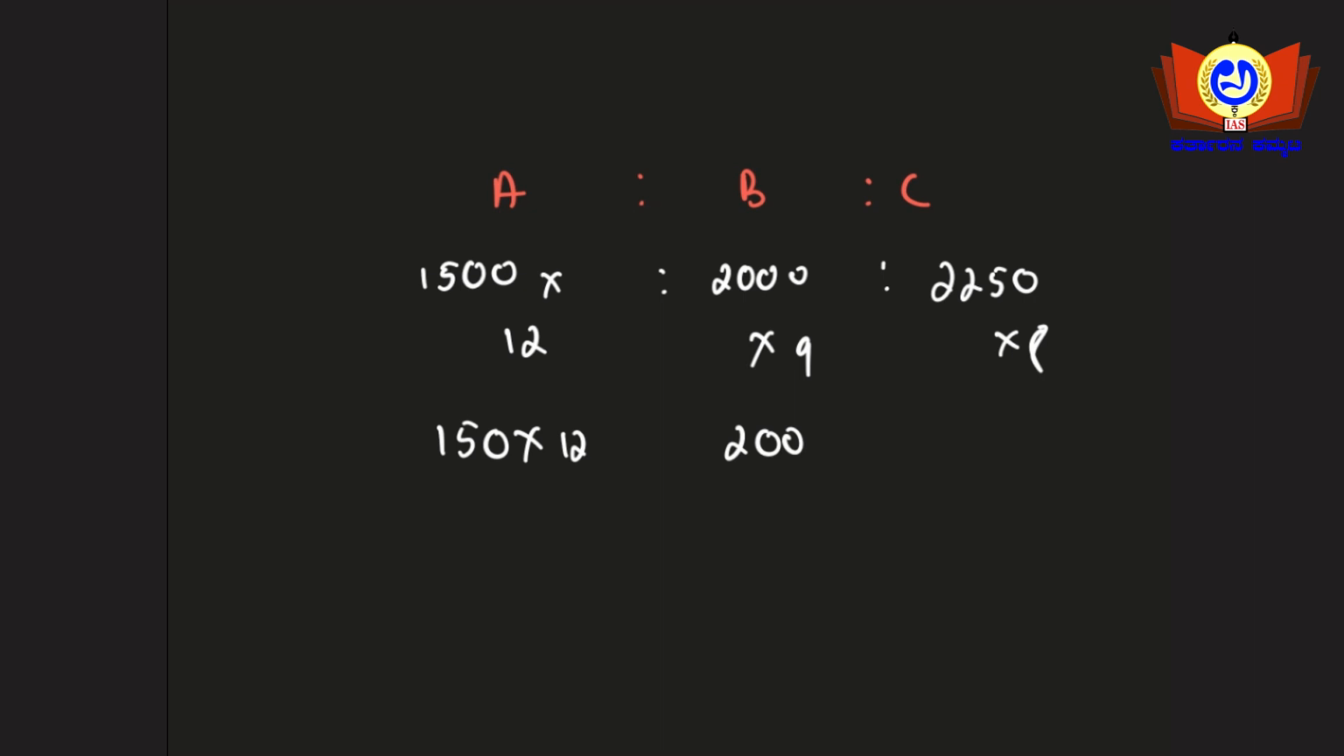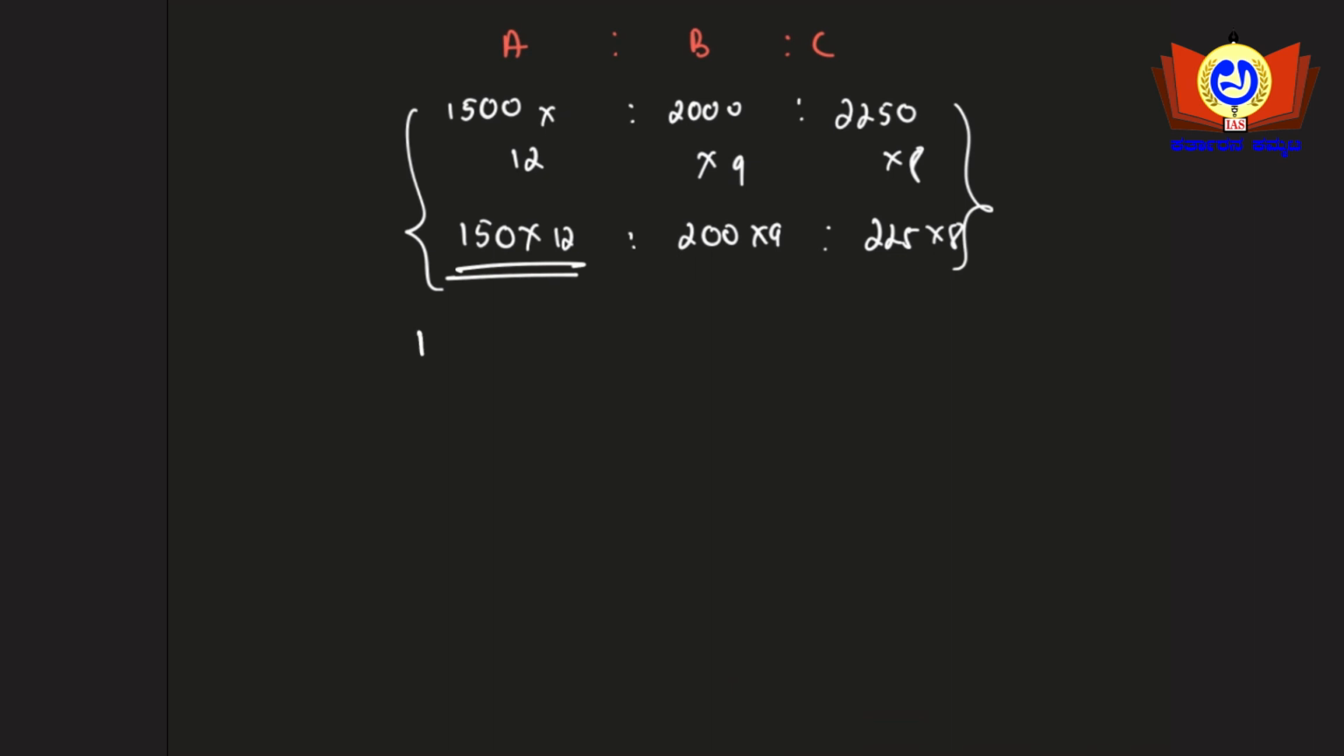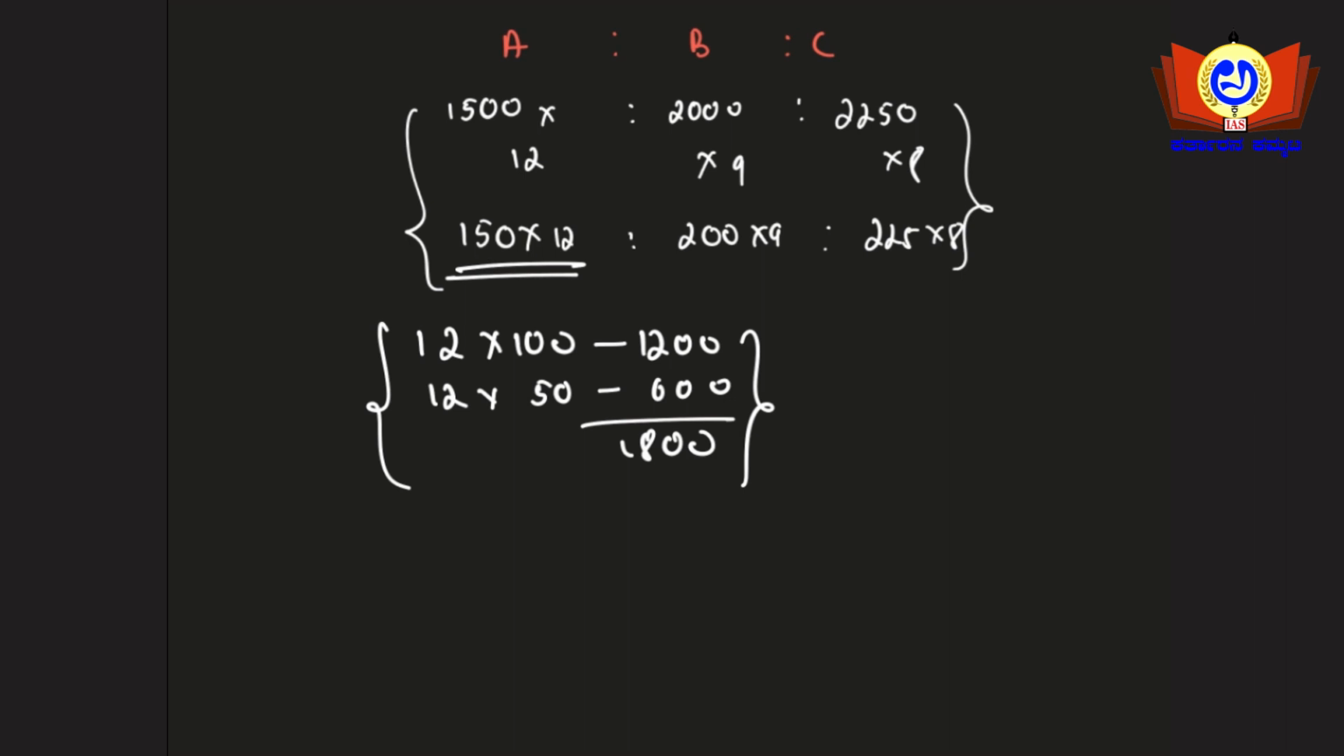So the given data is A is to B is to C, that is 1500 into 12 is to 2000 into 9 is to 2250 into 8. So this will be 150 into 12, 200 into 9, 225 into 8. Now I can solve further. 150 into 12: 12 into 100 is 1200 and 12 into 50 is 600, so 1800 total. The calculations become easier, right? Similarly, 200 into 9 is 1800. And 225 into 8.